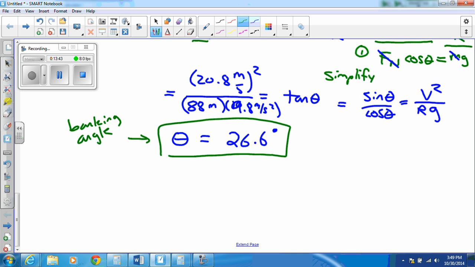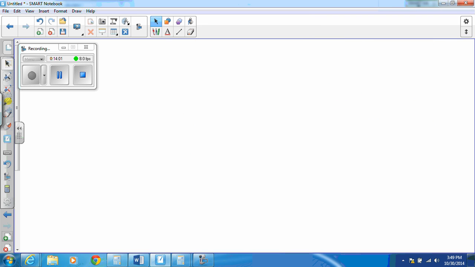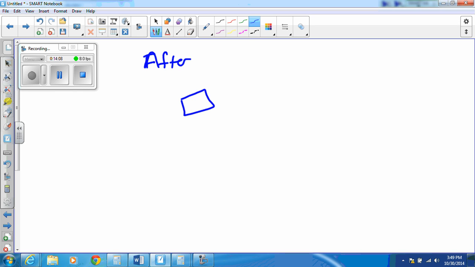Well, now that we've solved the before case, what we found out from that before case was the angle at which the curve is banked. Now we're going to use that angle in the after case to find the coefficient of friction needed to keep the car on the road at a different speed at 95 kilometers per hour. Let's take a new page here. So this is our after case.